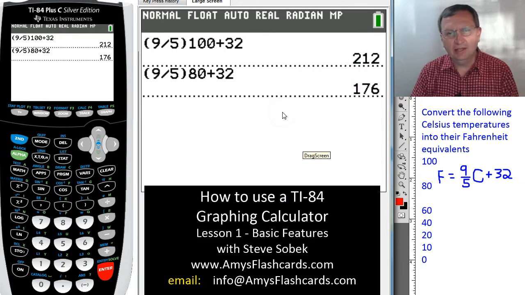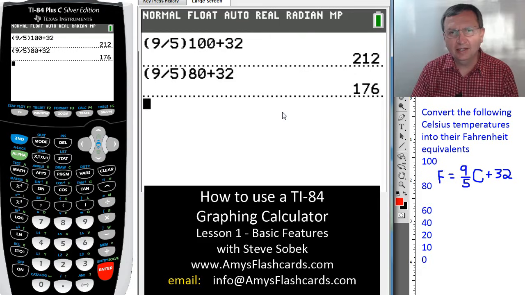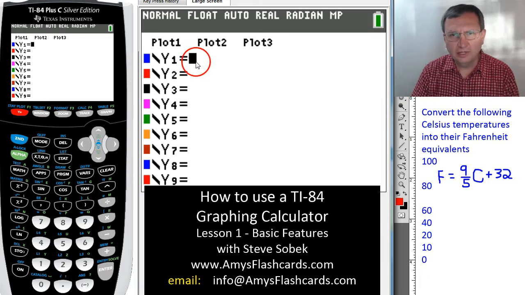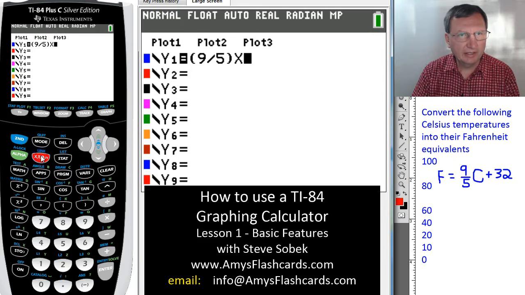But what if you had a lot of problems, dozens of conversions to do, or any time you saw the thermometer, you wanted to convert that. You were in a country that uses Celsius, and you were always converting. Then there's a faster way to do those conversions. What we would do is first of all hit this Y equals key, and under Y sub 1, we're going to type in parentheses 9/5, close the parenthesis, and we're going to use the variable X plus 32.